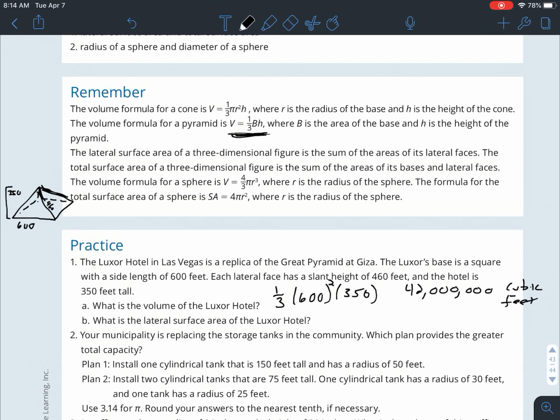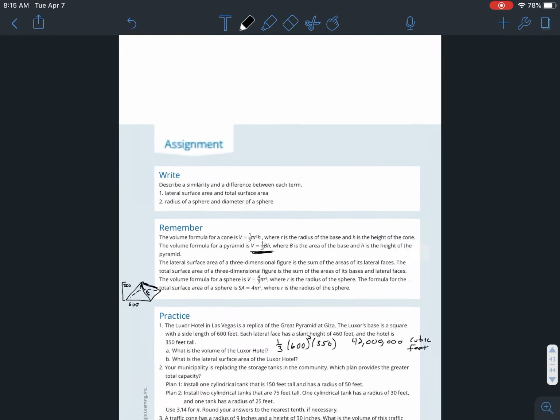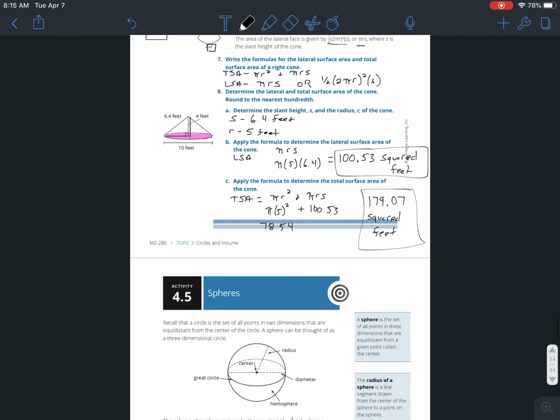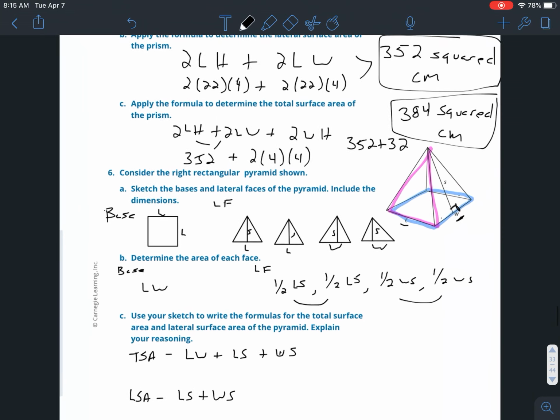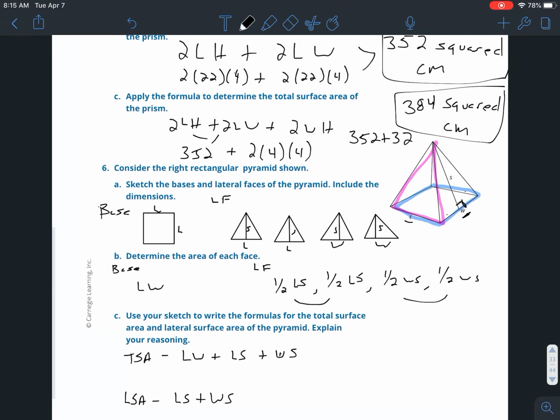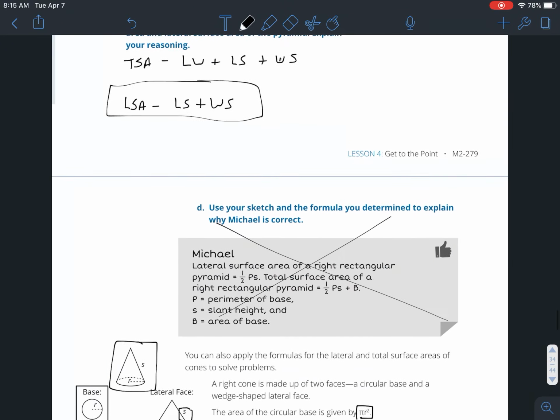Next, they're asking us what our lateral surface area of the Luxor Hotel is. Sorry, guys. So if we're looking at this, if we go back up and try and remember what our surface area formula is. So we're going to zoom all the way up back to the pyramid. So right here, we have this as our lateral surface area is 1/2 LS, or actually, I'm sorry, lateral surface area is right here. Ooh, I'm sorry. So you're taking the side times S, which is the slant height, and S or L, so 600 times the side, and that's how we will find this answer out.